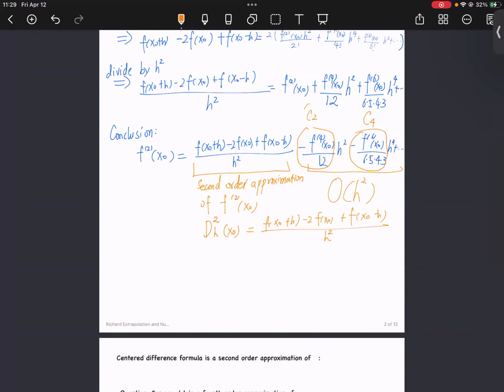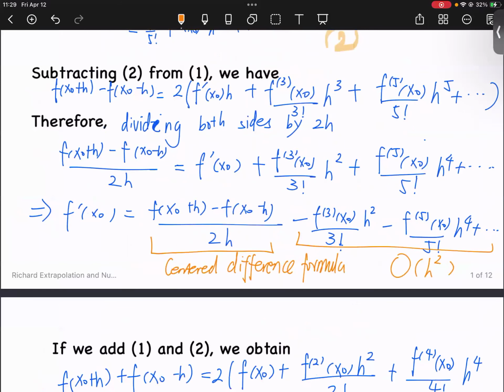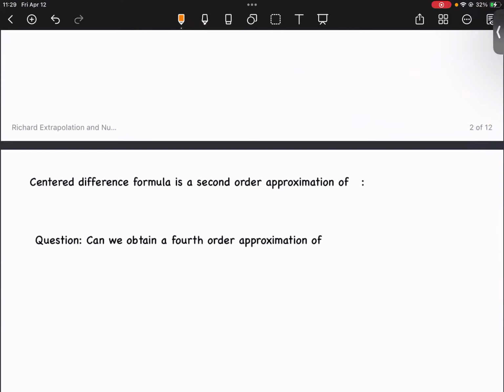Sorry, I'm going to use C2 tilde, C4 tilde here. But for the center difference formula, I'm going to denote this as C2, and this is the C4. Later on, I'm going to use this center difference formula and its error to derive the Richardson's extrapolation derivative formula, the finite difference formula. So here I'm going to use this result to derive another approximation of the derivative.